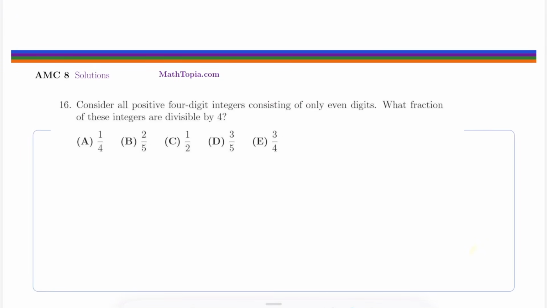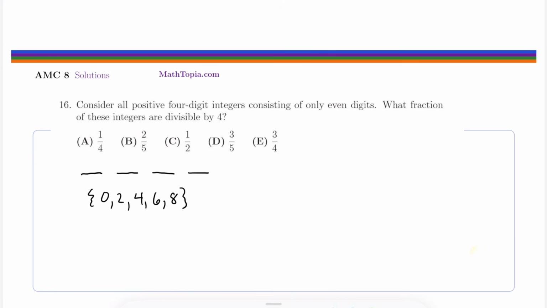Consider all positive 4-digit integers consisting of only even digits. What fraction of these integers are divisible by 4? Well, to start, we know we have a 4-digit number, and it's composed of only even digits, so 0, 2, 4, 6, and 8.